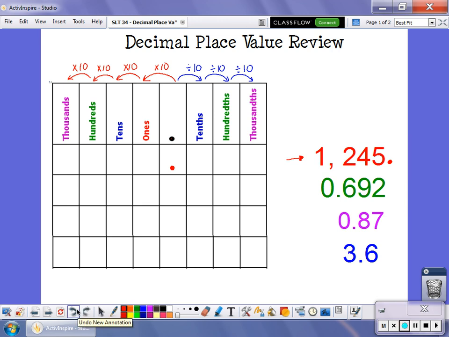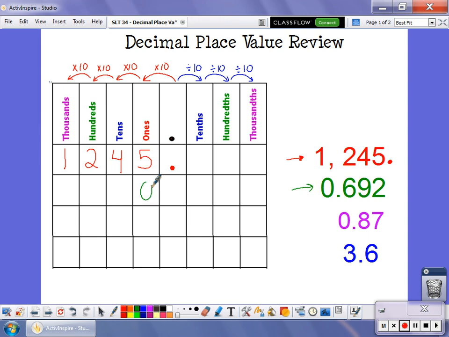All right, so let's look at 1,245. If I were going to put this in my place value chart, I would just put one digit in each box and line up my decimal point. So this has 5 ones, 4 tens, 2 hundreds, 1 thousand. So it's 1,240, because 4 tens is 40, 5. All right, let's look at our second number here.